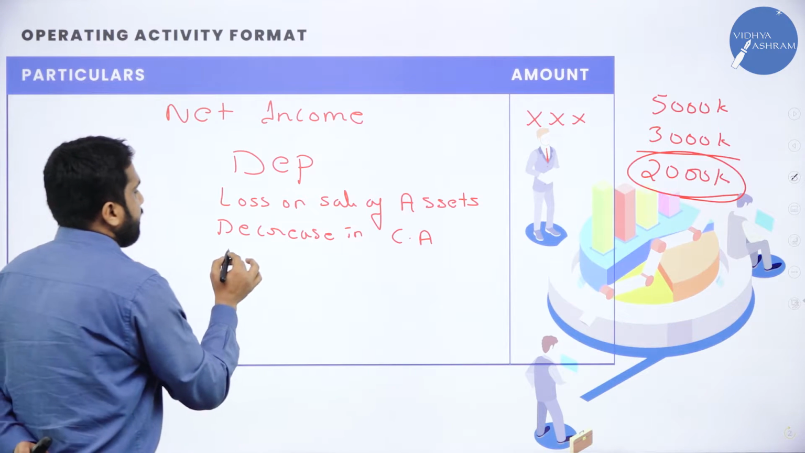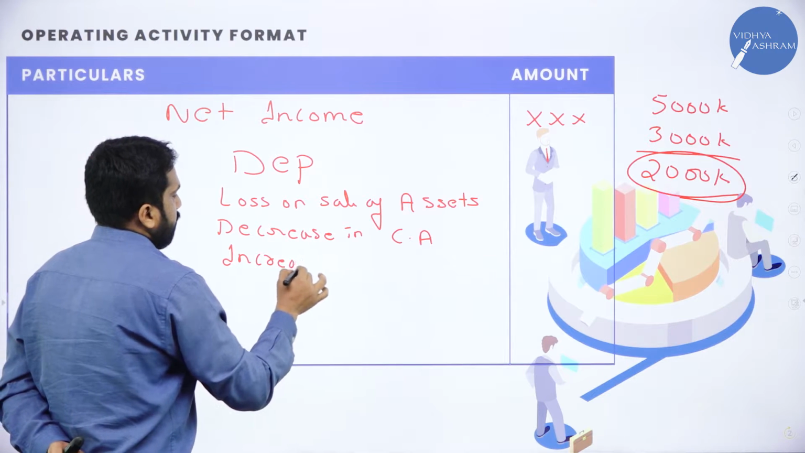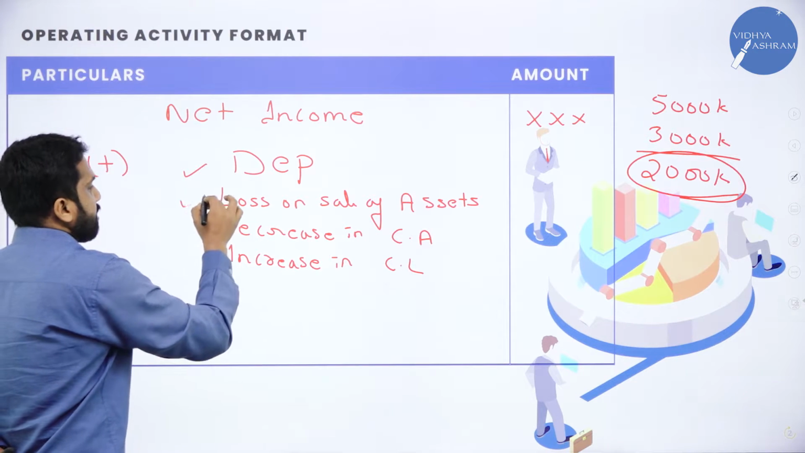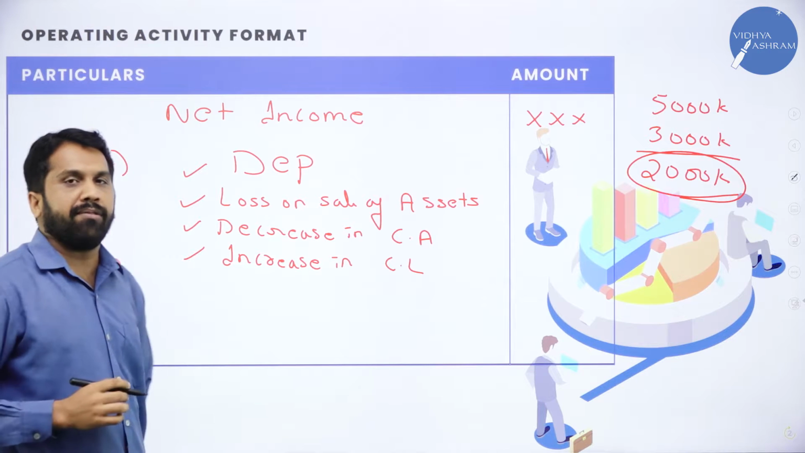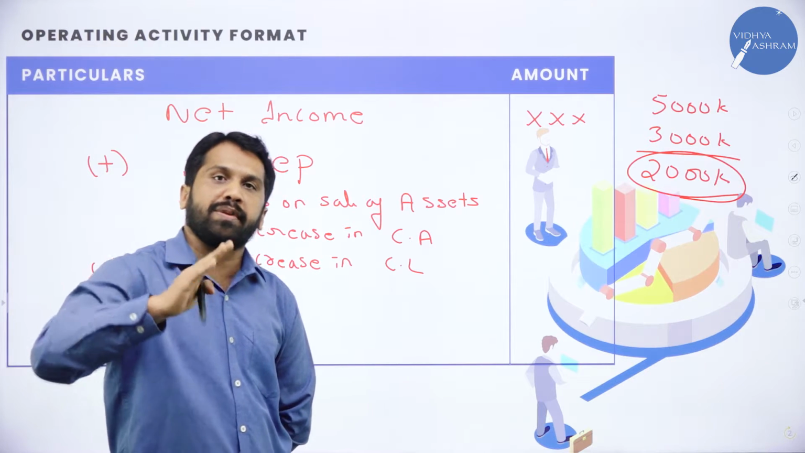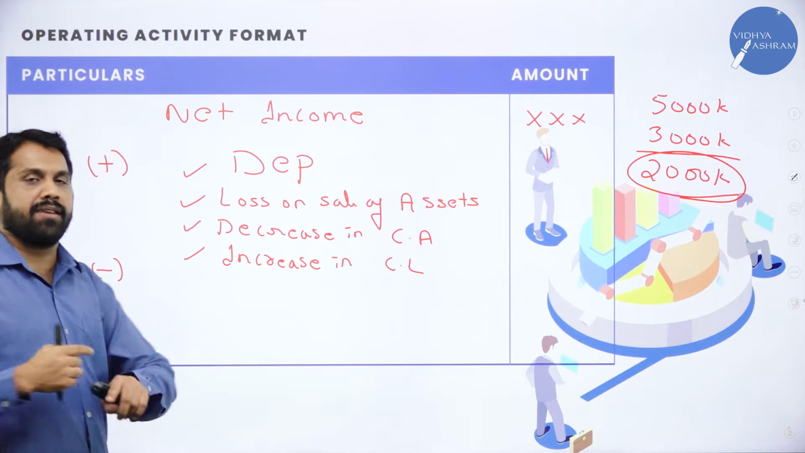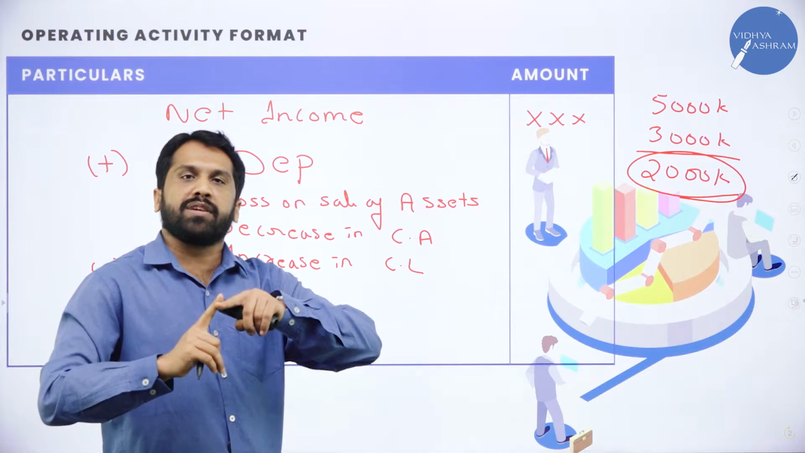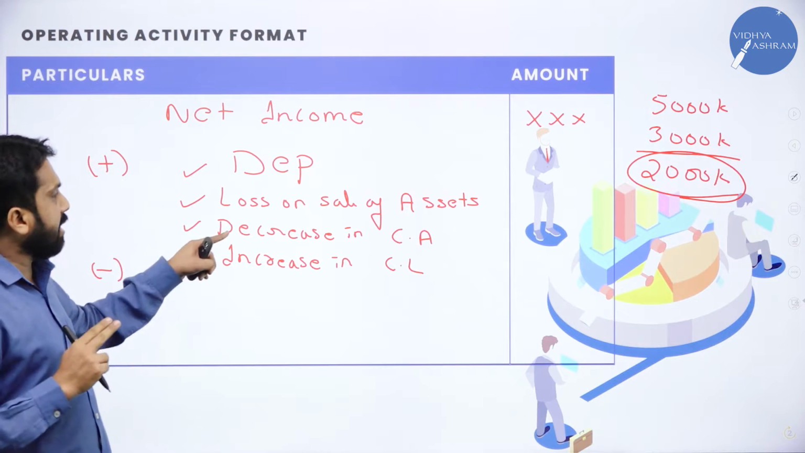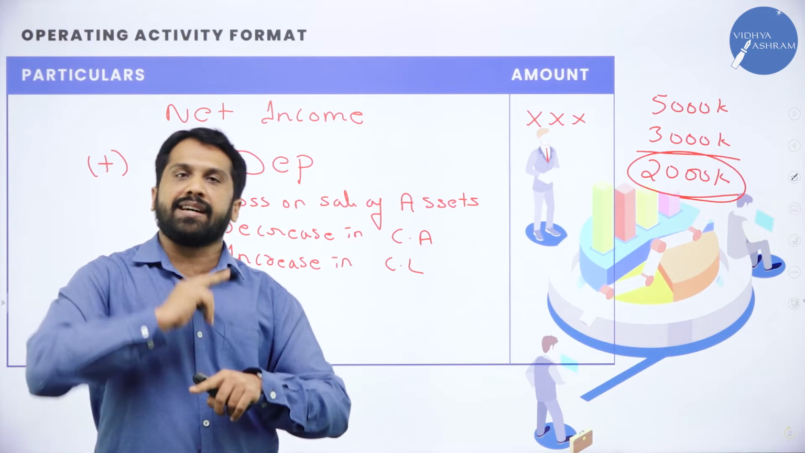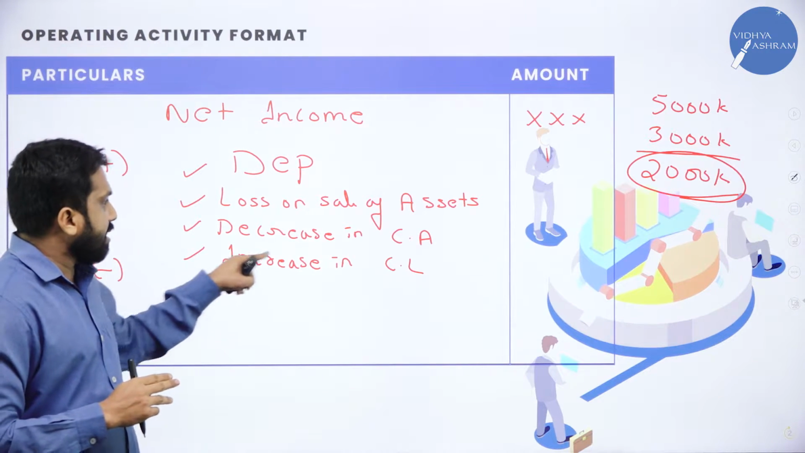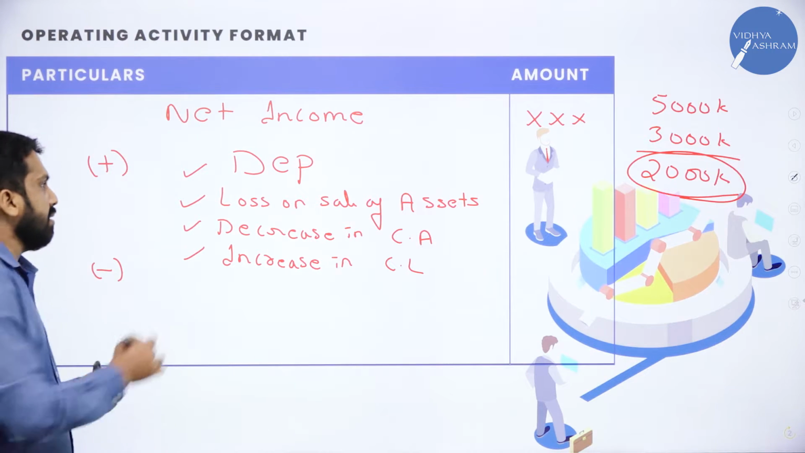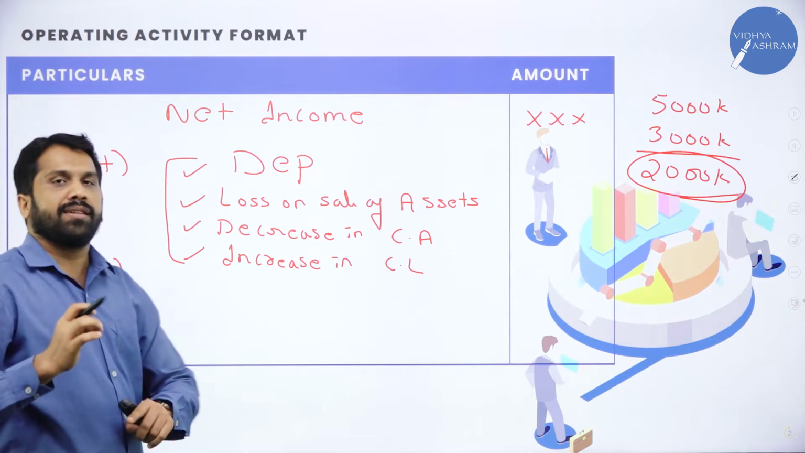Now, increase in current liability. First, second, third, fourth. You have to remember four things which should be added. Other than these things, everything should be deducted, minus. Which are the things? First one will be depreciation. Second one, loss on sale of asset. Third one, decrease in current asset and increase in current liability. These things you have to remember.